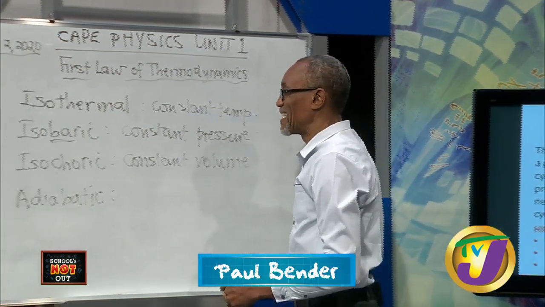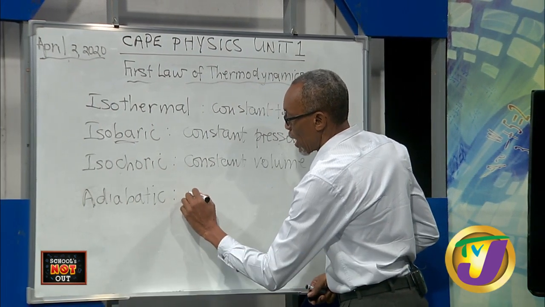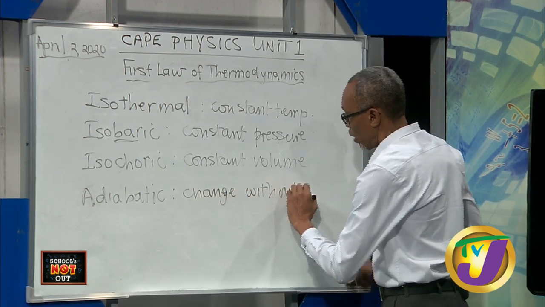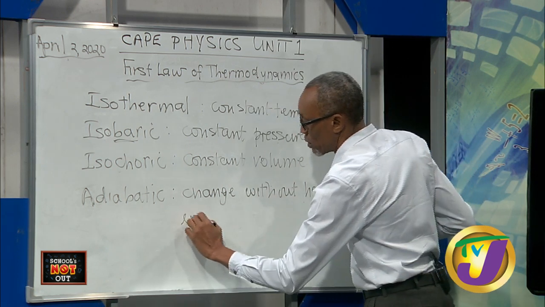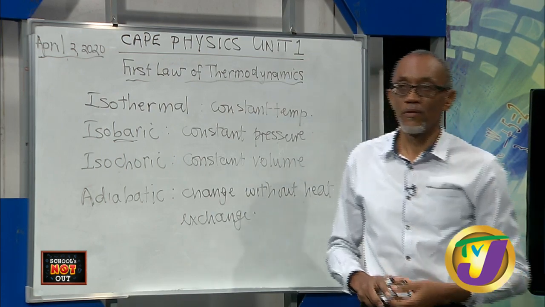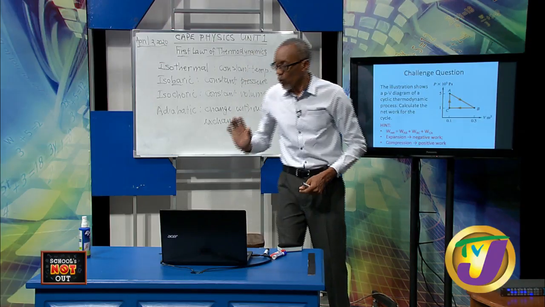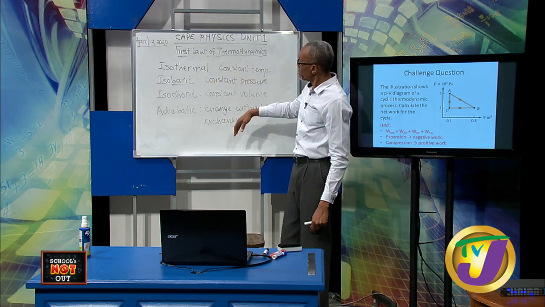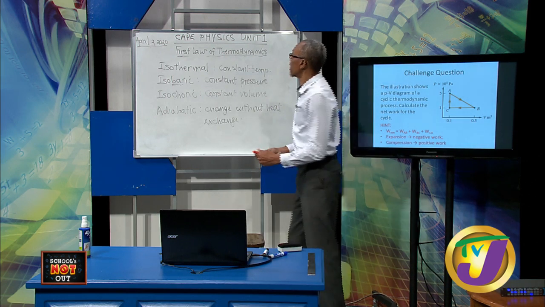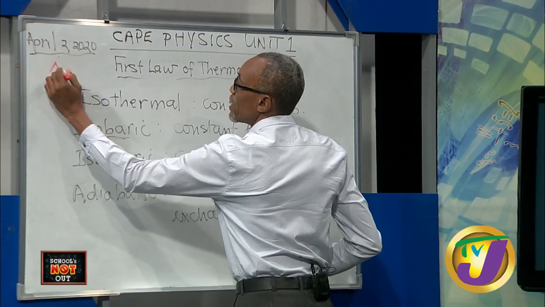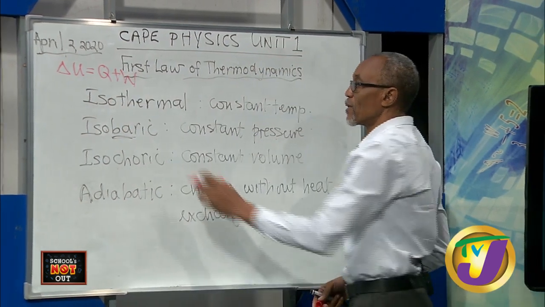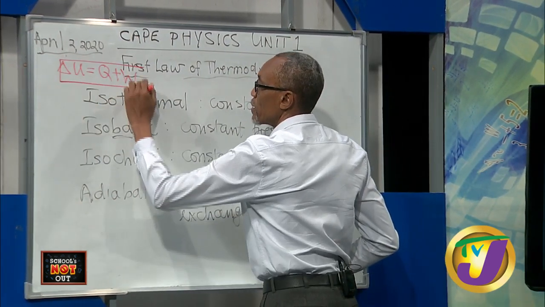So we talk about an adiabatic change, which is a change without heat exchange. Let's see if we can remember our first law of thermodynamics. Our equation is delta U is equal to Q plus W. That's our first law equation. Let's keep that in mind.